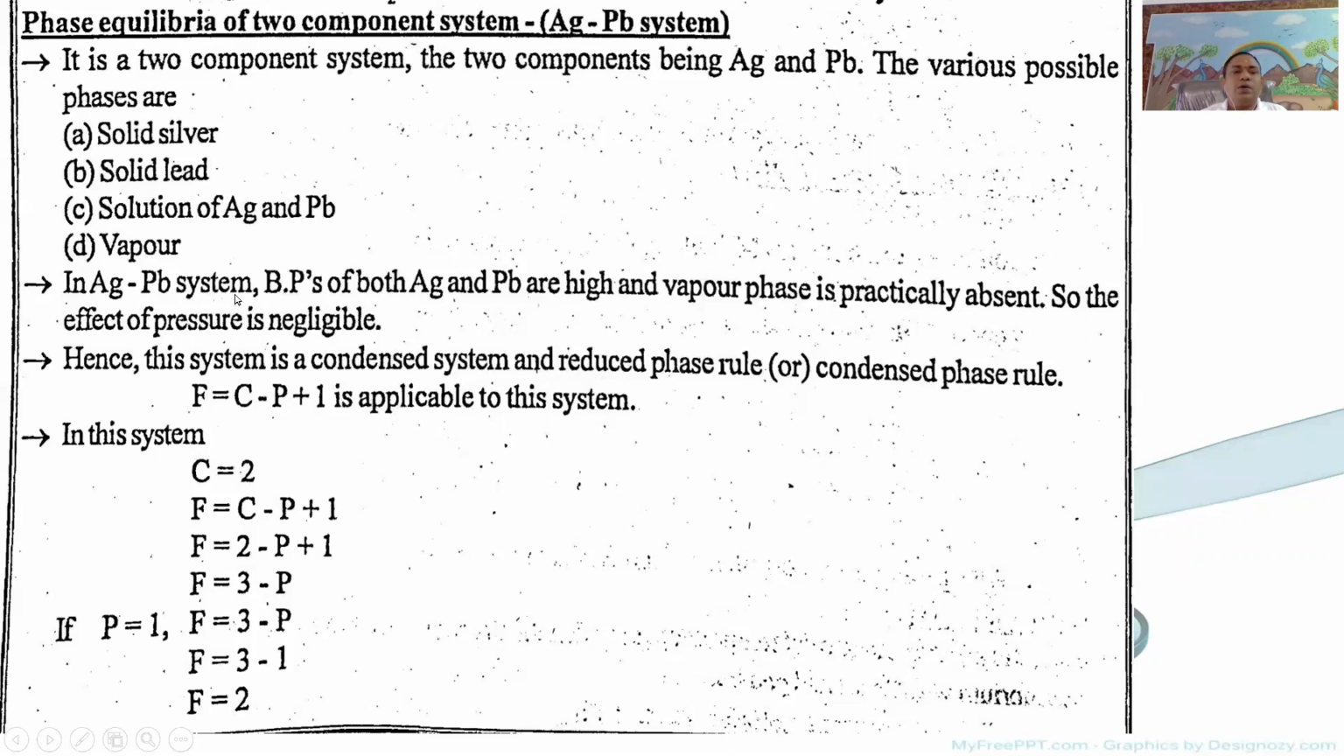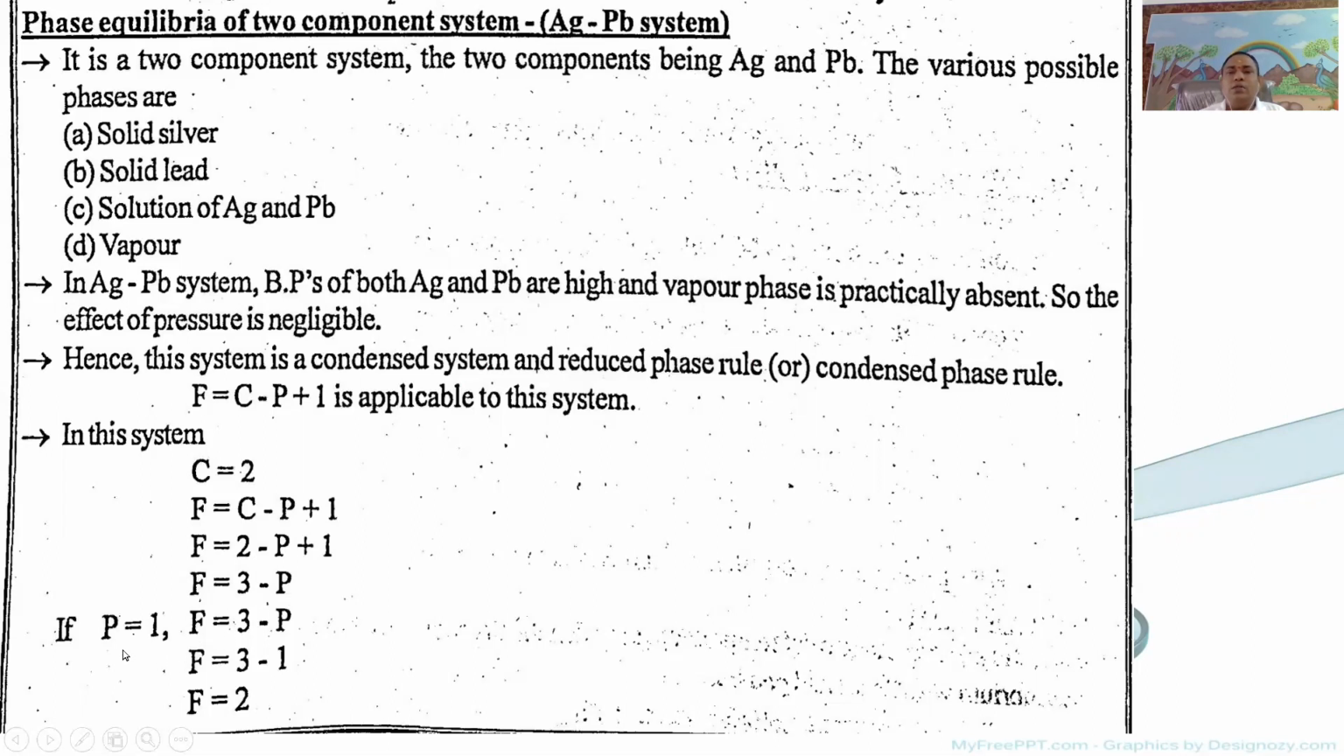In the silver lead system, the boiling points of both silver and lead are high and the vapor phase is practically absent. So the effect of pressure is negligible. Hence, this system is a condensed system and the reduced phase rule or condensed phase rule is applicable. That is, F equals C minus P plus 1. Here it is a two component system, C is 2, so F equals 2 minus P plus 1, then F equals 3 minus P.